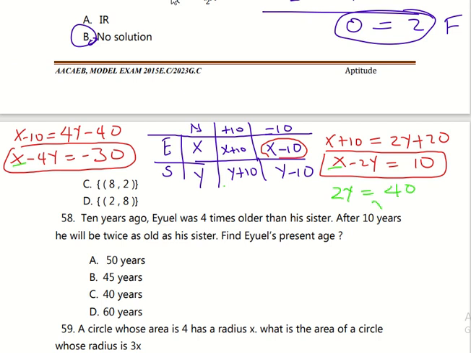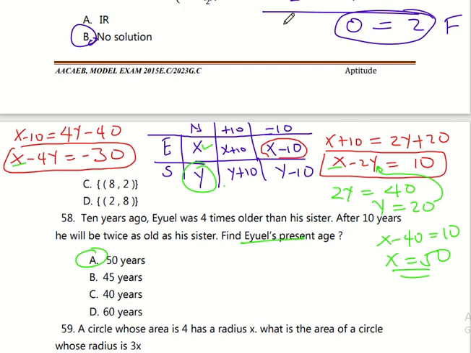If I divide by 2, y is equal to 20, but the y is the age of the sister, present age. So how to get the x? I'm looking for x, the present age of Yoel. So to get x, let me substitute here. It will be x minus 40 is equal to 10, that means x is equal to 50. So Yoel, this time, he is 50 years old.